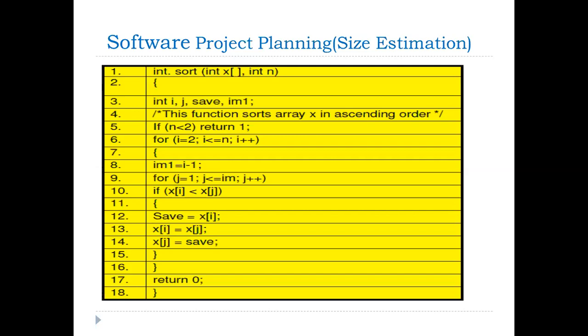But there is a problem in using LOC to measure the size, because at the starting, when the customer is defining the requirements, at that moment we cannot define how many LOC will be used because we have not implemented the program or project. So this is one of the drawbacks of this size estimation technique, called LOC, lines of code.